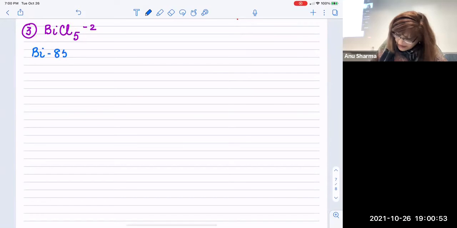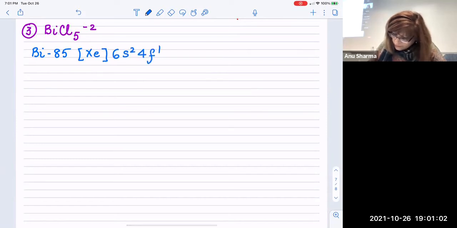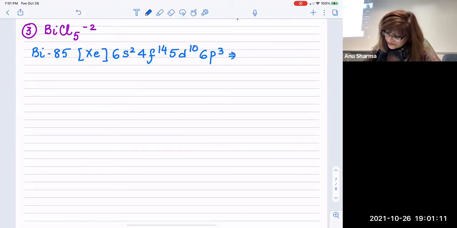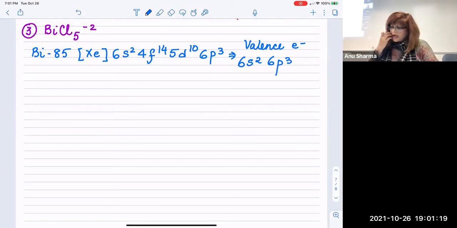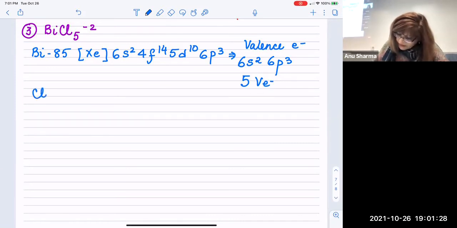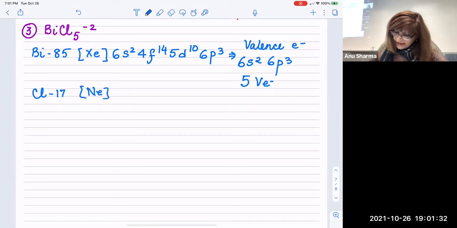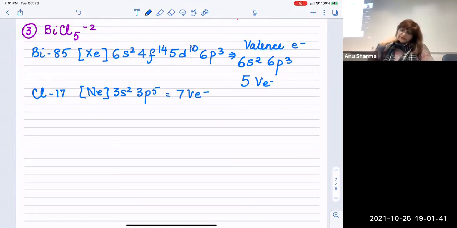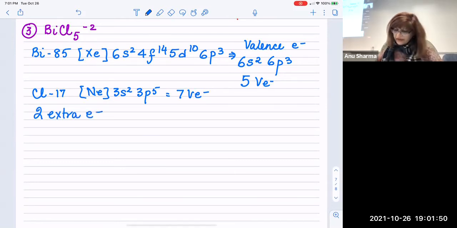Okay, so in this case, bismuth is 83 electrons. So it has this xenon, and then it has 6s2, 4f14, 5d10, and 6p3. So really, the valence shell is 6s2 and 6p3. Okay, so there are 5 valence electrons in bismuth. Then there is chlorine, 17. We have this neon in chlorine, and then we have 3s2 and 3p5. So there are 7 valence electrons in the case of chlorine. And remember that there are 2 extra electrons, and these 2 extra electrons are the charges.